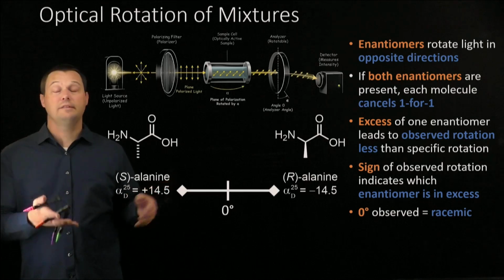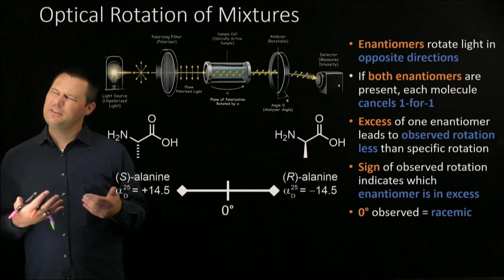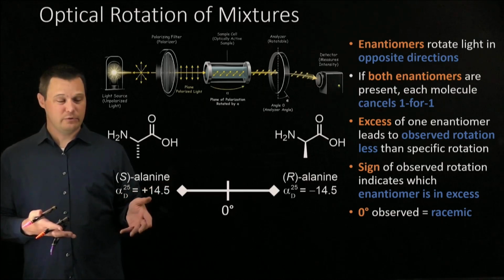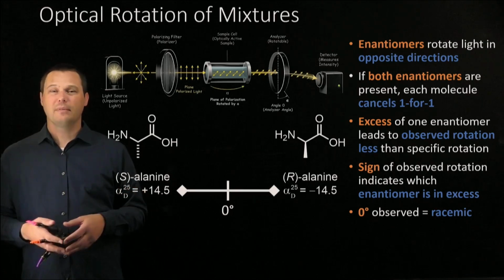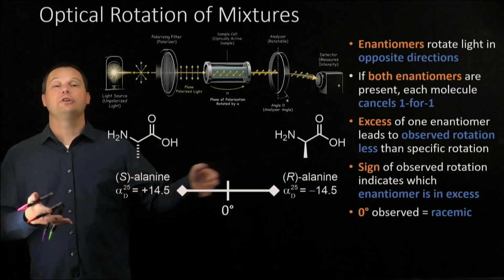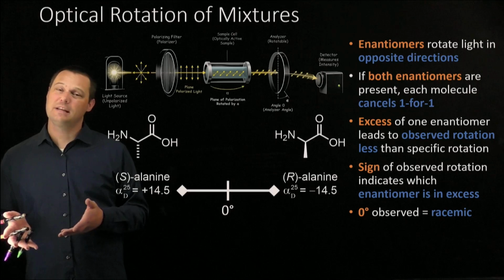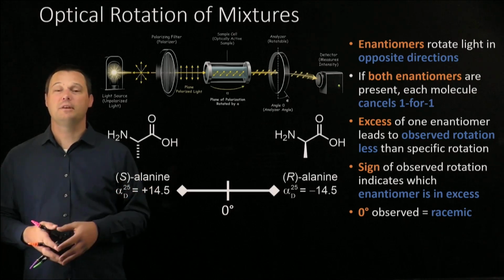This is a good qualitative understanding of mixtures of enantiomers. But there is a deeper question. If my observed rotation comes out to be +3, how do I calculate the exact ratio of the enantiomers in that mixture? That is a topic called enantiomeric excess, and that will be the subject of the next video.